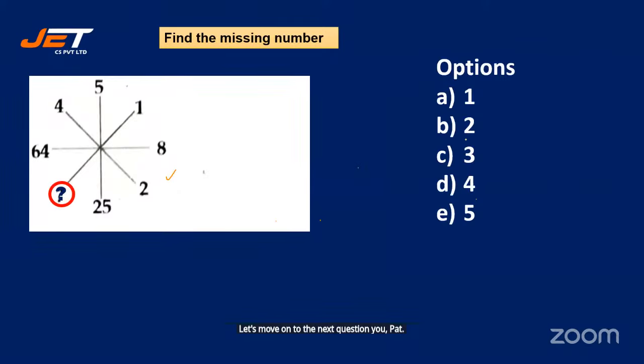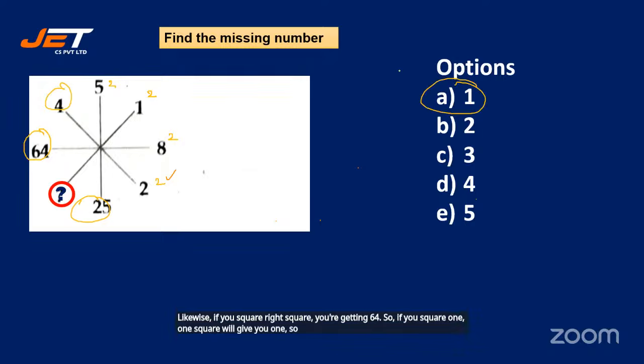You have 525, 4, 2, 64, 8, 1, dash. So this seems to be easy, isn't it? See, if you square 5, 25 is coming. If you square 2, you are getting 4. Likewise, if you square 8, you are getting 64. So 1 square will give you 1. So your option A must be the correct answer.